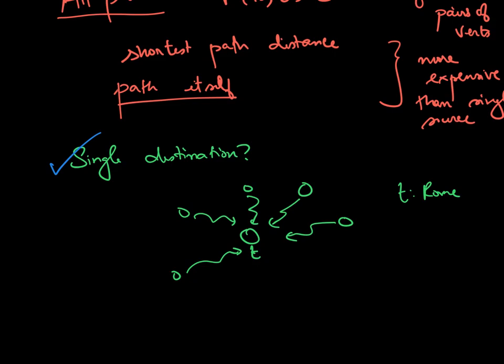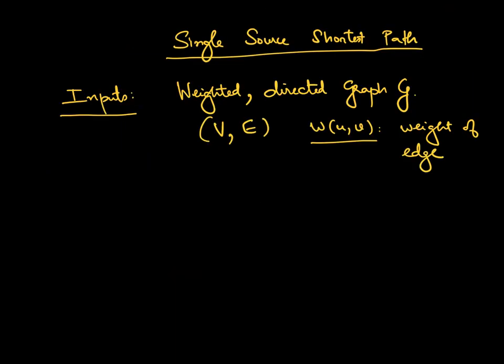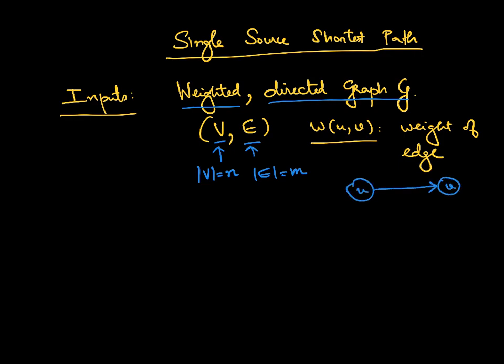All right, so now I'm going to talk more about single source shortest path problems. In a single source shortest path problem, I have as an input a weighted directed graph G with vertices V. The number of vertices is N, edges E, the number of edges is M. And there is a weight function. So if you have an edge from U to V, there is a weight on this edge.